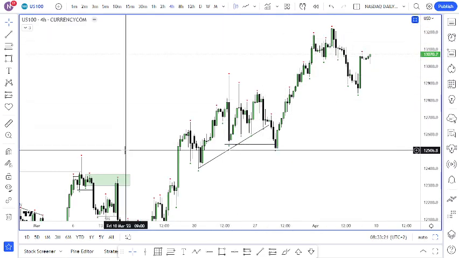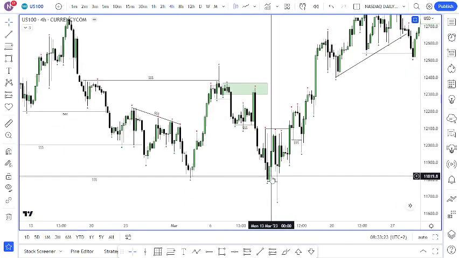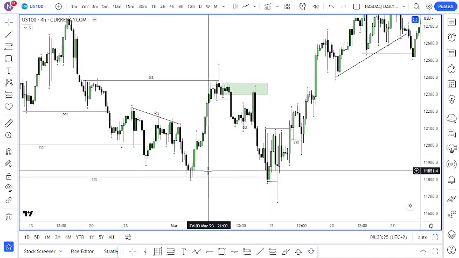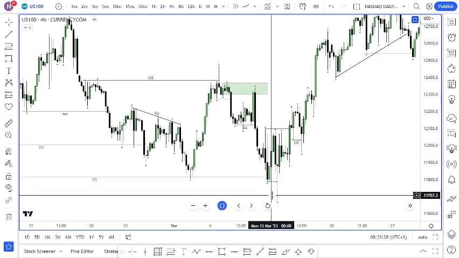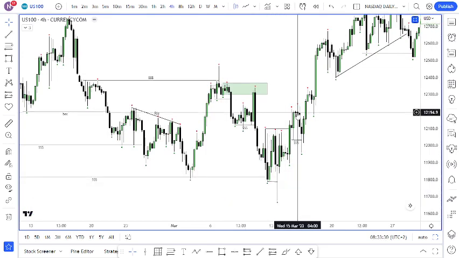And then we also looked a little bit at the confirmations. Like here we looked at how once we take out the inducement and we come into the point of interest, we can look at the lower time frame to shift.